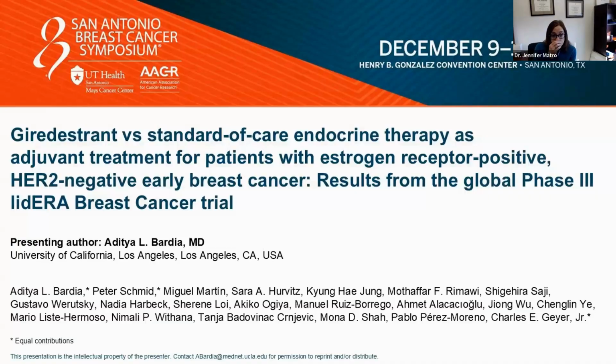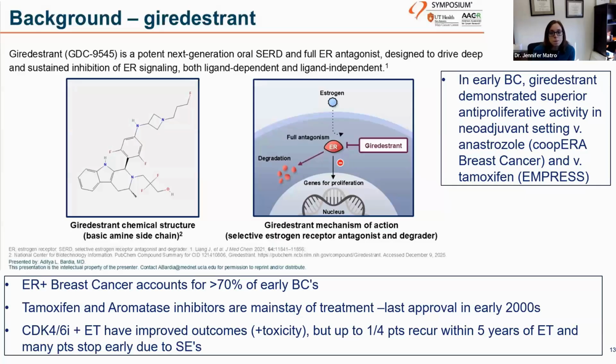So this study was called lidERA, and this probably got the biggest press and the biggest excitement in San Antonio when it was presented. This was a study of a drug called giredestrant, compared to the standard of care hormone therapy as adjuvant treatment for patients with hormone positive, HER2 negative early breast cancer. So these were patients with early stage curable breast cancer, and they were given this as adjuvant, or after surgery, therapy.